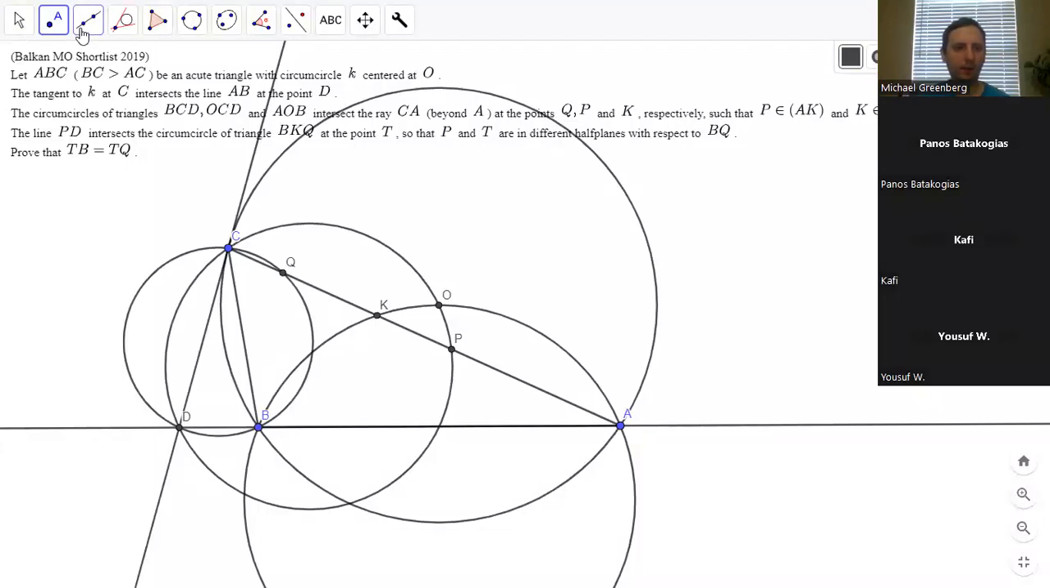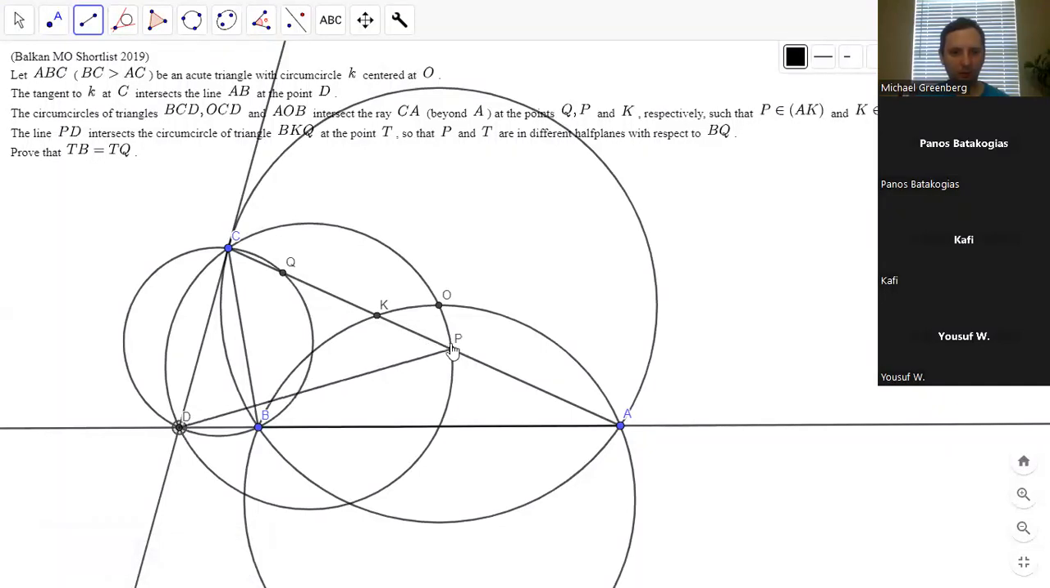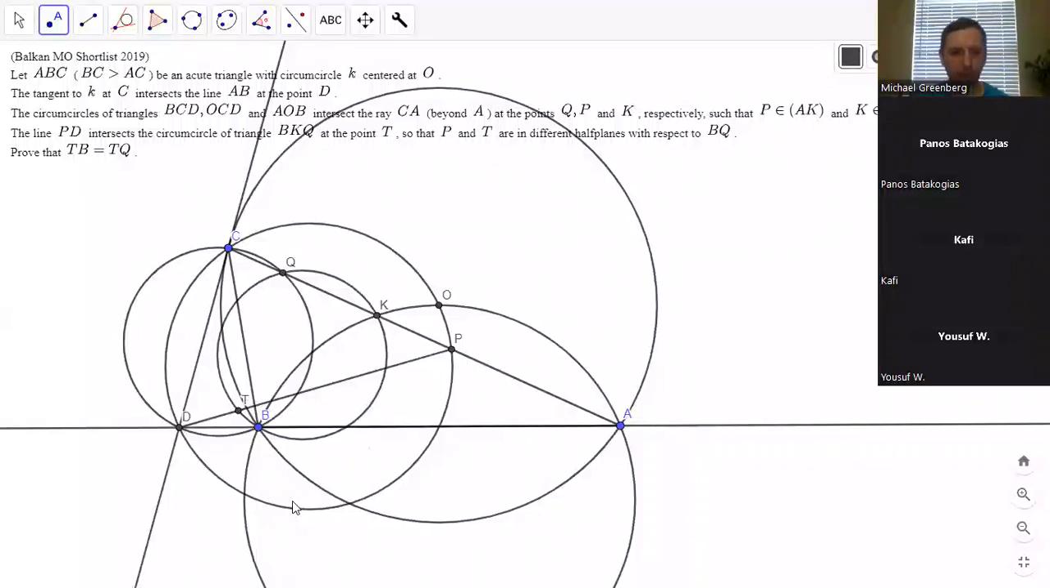The line PD intersects the circle BKQ at point T, so that P and T are in different half planes with respect to BQ. So this would be T. And we want to show T. That doesn't look right, so I must have made a mistake somewhere.